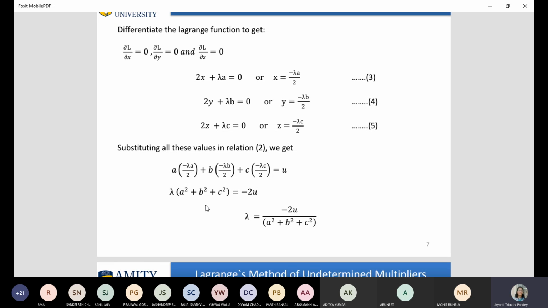Is that okay? Sometimes the only necessity is to find the critical points. It is not of much interest to us whether the critical point is minima or maxima. The only thing is we should have a stationary point. That's all. Is this understood or not?